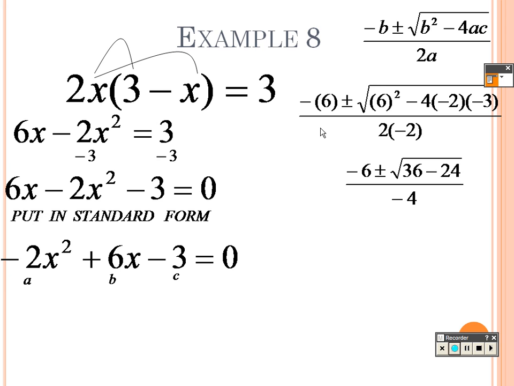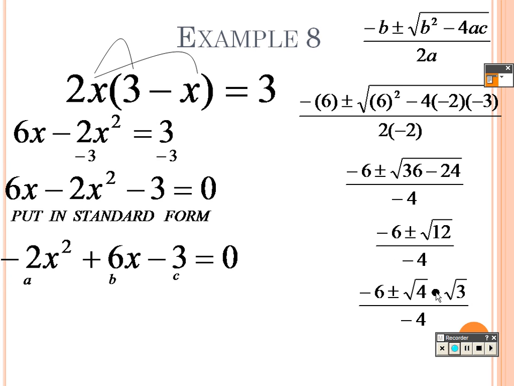Negative 6, so that becomes a negative 6. 6 squared is 36. Negative 4 times negative 2 times negative 3 is negative 24. 2 times negative 2 is negative 4. So 36 minus 24, that's a 12. So let's try to simplify this. The square root of 12 I can split up into root 4 and root 3. Right, because 4 times 3 is 12.